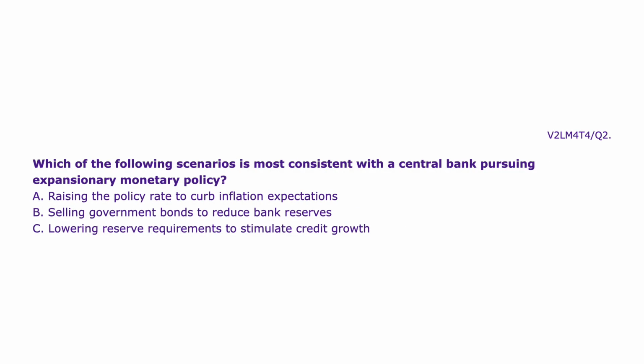Which of the following scenarios is most consistent with a central bank pursuing expansionary monetary policy? A. Raising the policy rate to curb inflation expectations. B. Selling government bonds to reduce bank reserves. C. Lowering reserve requirements to stimulate credit growth.